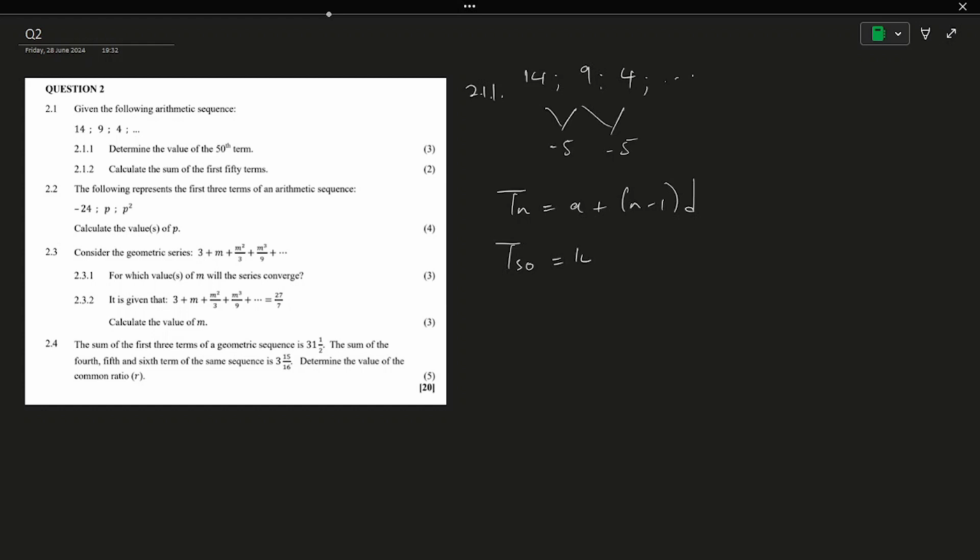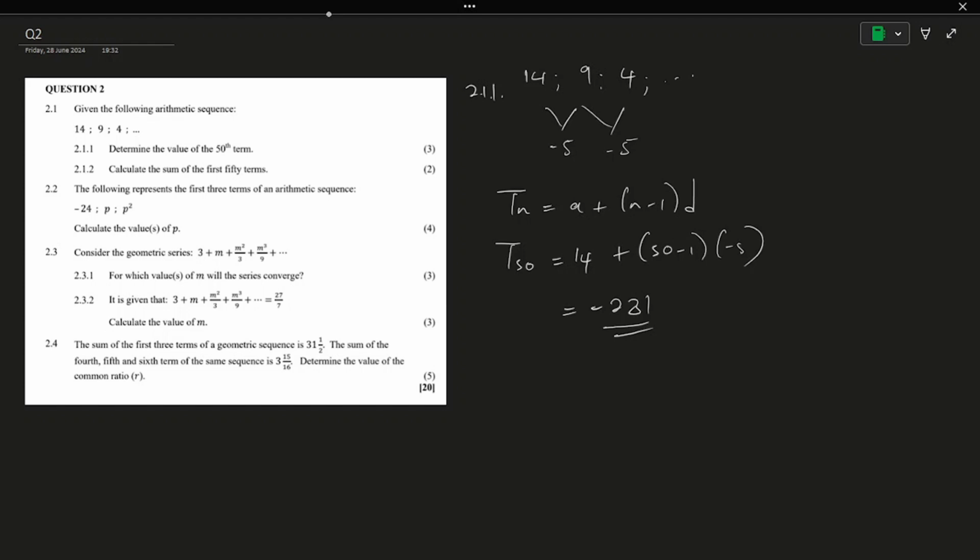So what is our a? Our a is 14, and we're looking for T50, so our n is 50. So that's 50 minus 1. Our common difference is -5, like that. So you're going to punch this in your calculator, and let me see what I get. I got -231. Please confirm this in the comments and see if it's correct. Right, so that's -231. We did not have to do anything extra here because it's only 3 marks. So we have our T50 being equal to -231.